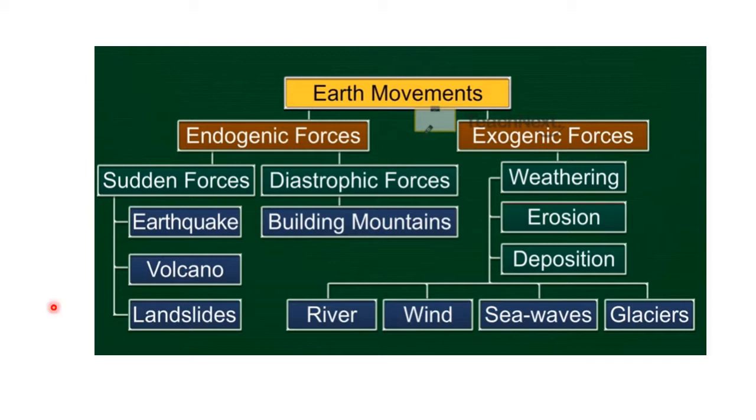Now, endogenic forces sometimes produce sudden movements, which cause a lot of destruction on the surface of the earth. Which are those sudden movements? They are earthquakes, volcanoes, landslides, and sometimes they produce slow movements like building of mountains or creating a valley. So we are going to study now in detail about volcanoes and earthquakes.